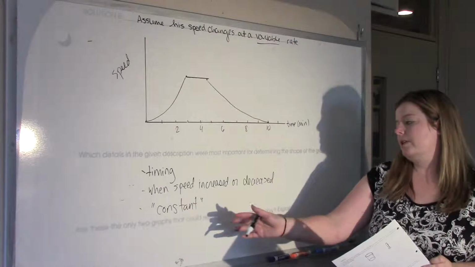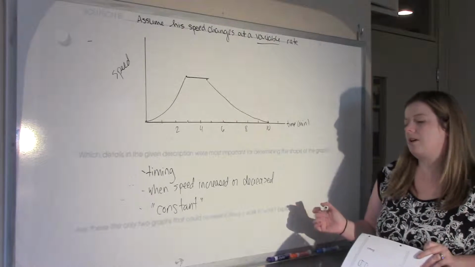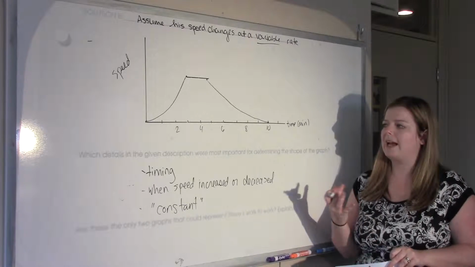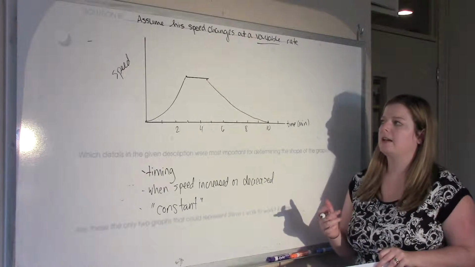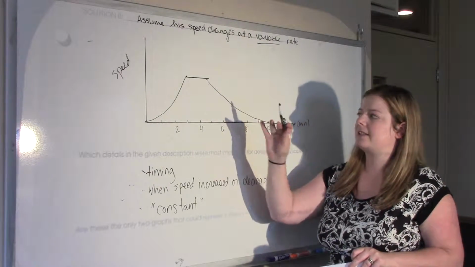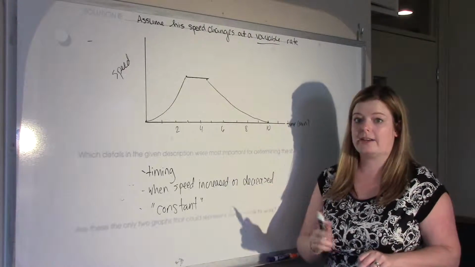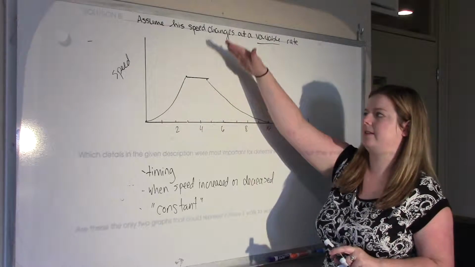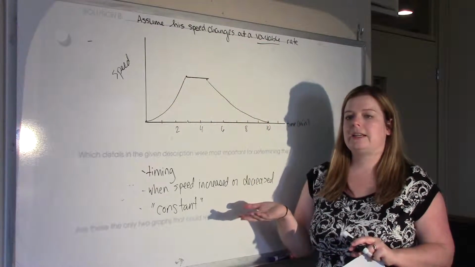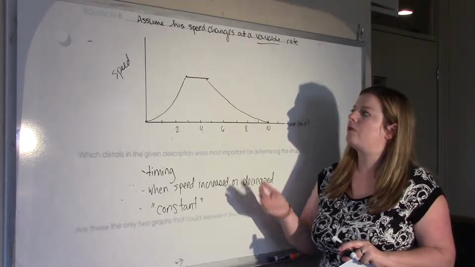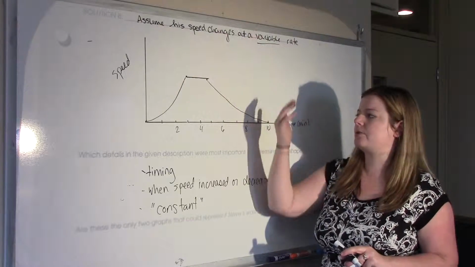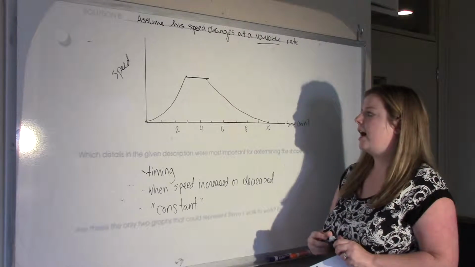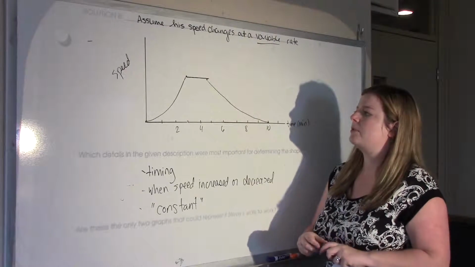So are these the only 2 graphs that could represent Steve's walk to work? Well, think about that for a minute. What has to remain the same no matter what? Well, between 3 to 5 seconds, that has to be a horizontal line, a straight line. But we don't know how high or low that line is because we aren't given an actual number for his speed, so we don't know. So that could be as high or low as we wanted, as long as 3 to 5 seconds is a horizontal line.